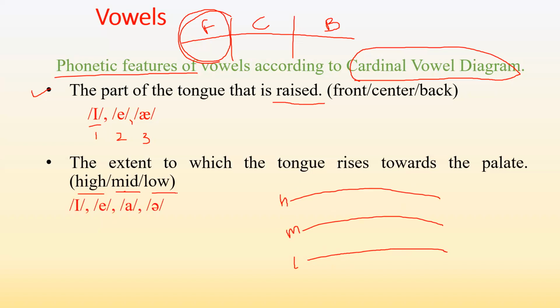Here also, I have some examples for you. This time you have 4 vowel sounds. Identify which are high vowels, which are low vowels, and which are mid vowels. You need to pronounce them, produce them, then it will be easy.